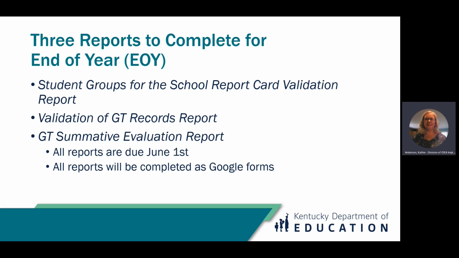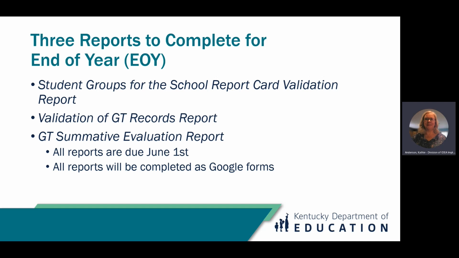There will be 3 reports to complete for the end of the year. Let's start with the first report. The first report is called Student Groups for the School Report Card Validation Report. This report validates that general intellectual ability, GIA, and students identified for subcategories for specific academic aptitude, such as language arts, math, science, and social studies, have all been correctly identified for the GT program since there are special regulation criteria. The validation of GT records report ensures all GT records are correct for the school report card.